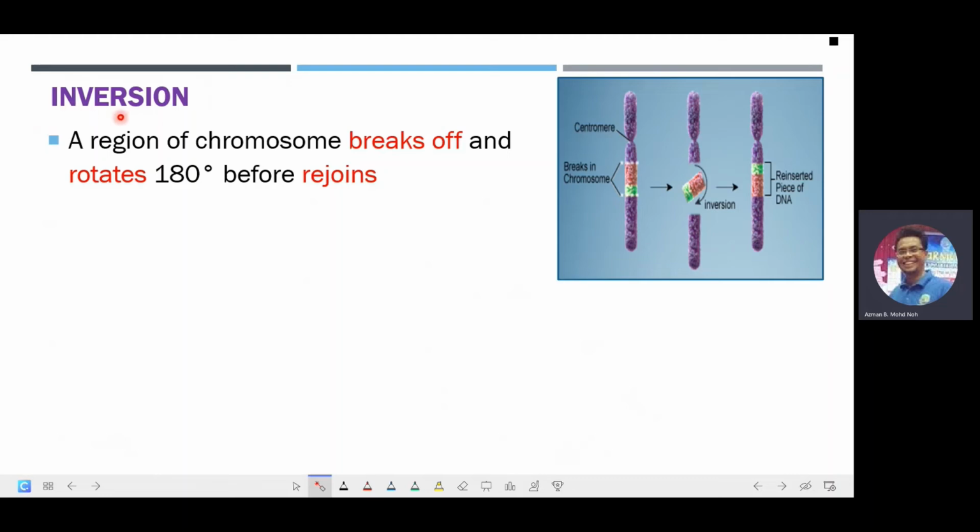The second type is inversion, in which a region of the chromosome breaks off and then rotates 180 degrees before rejoining the original segment. For example, you can see in this picture there is 1 chromosome over here, and let's say this segment of the chromosome breaks off, and then it rotates 180 degrees, then rejoins, and this forms a chromosome with an inverted sequence of genes.